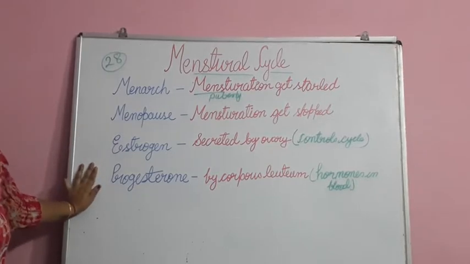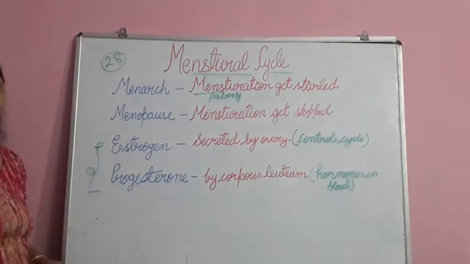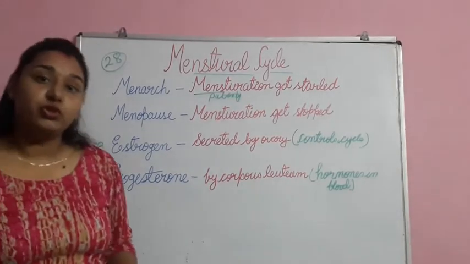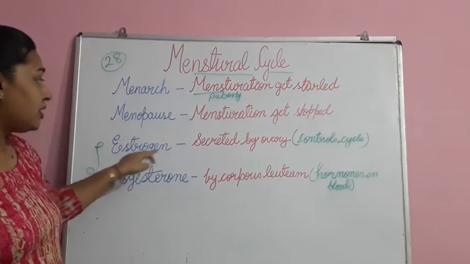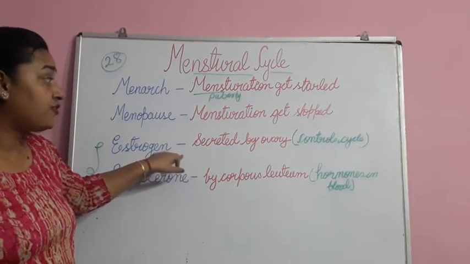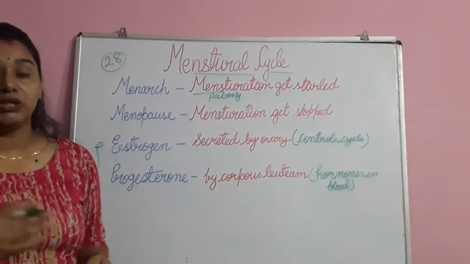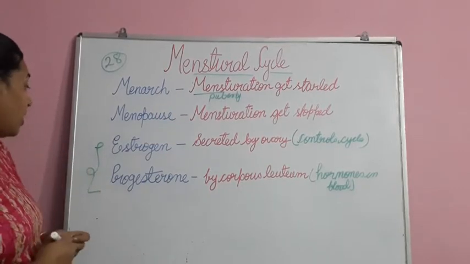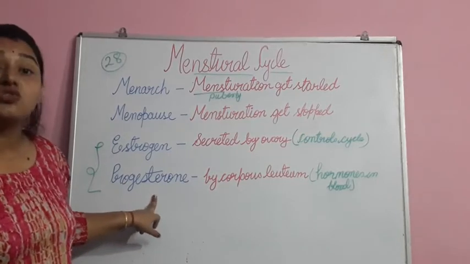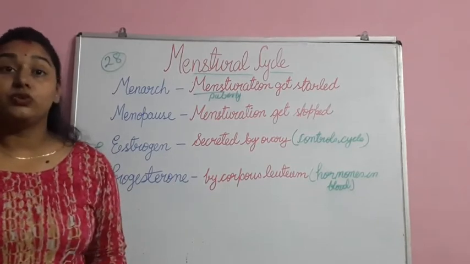The other two hormones are secreted by the ovary, called estrogen and progesterone. Estrogen is the hormone secreted by the ovary, and its function is to control this menstrual cycle, to make it repeat again and again. The other hormone is progesterone, which is released from the corpus luteum.